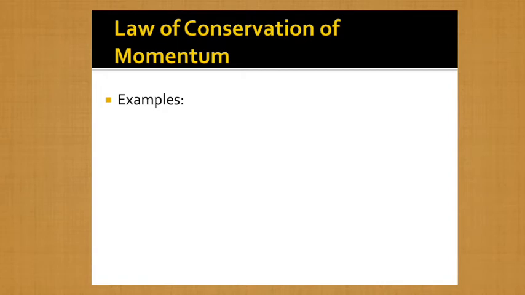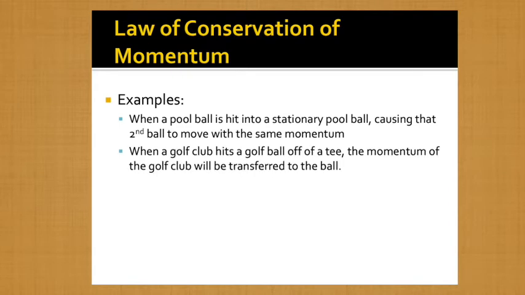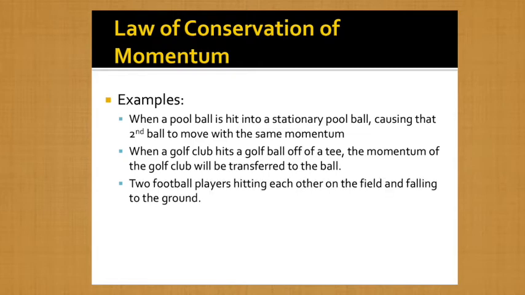Some examples of the law of conservation of momentum include when a pool ball is hit into a stationary pool ball, causing the second ball to move at the same momentum. When a golf club hits a golf ball off of a tee, the momentum of the golf club will be transferred to the ball. When two football players hit each other on the field and fall to the ground.